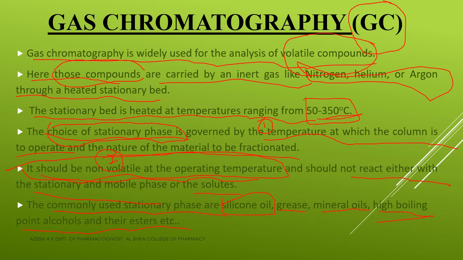Now the choice of stationary phase is governed by the temperature at which the column is to be operated and the nature of the material to be fractionated. Clear? Then it should be non-volatile at the operating temperature, and it should not react either with the stationary and mobile phase or with the solutes. Then the commonly used stationary phases are silicon oil, grease, mineral oil, high boiling point alcohols and their esters, etc.